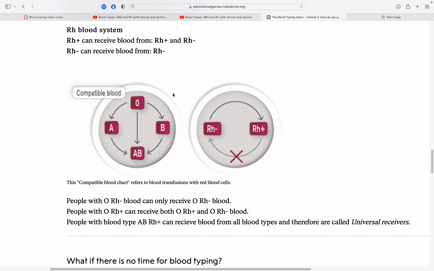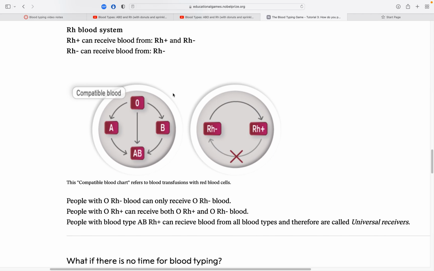So you need to have this in front of you. If you can't memorize it, I think you probably have it memorized already. O goes at the top. AB is larger, it's heavier, right? It's got 2 letters, and so it falls down to the bottom. And it doesn't matter if A or B are on the left or right. And all arrows go down.